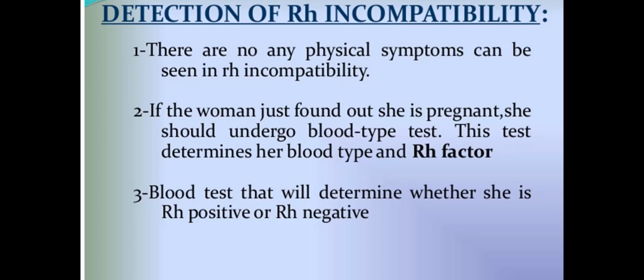Now, how can the detection of Rh incompatibility be done? There are no physical symptoms that could be seen in Rh incompatibility. If the woman has just found out that she is pregnant, she should undergo a blood type and screen test. This test will determine her blood type and Rh factor, whether she is Rh positive or Rh negative.